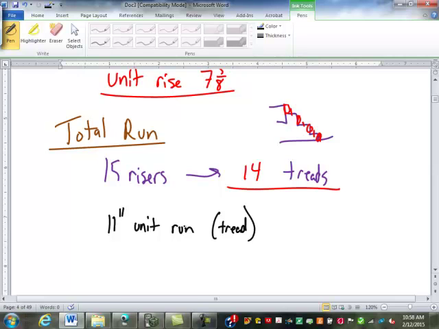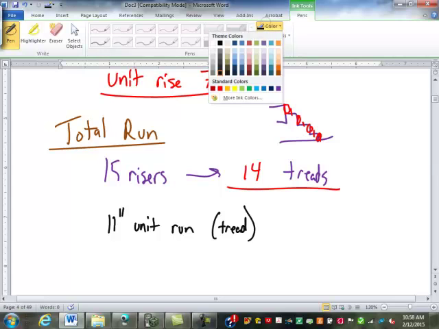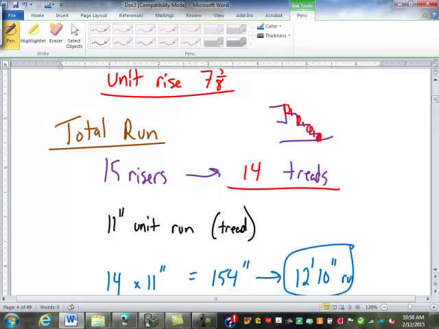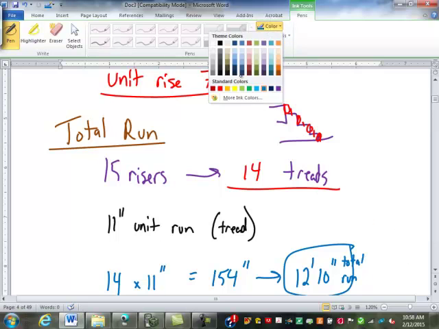So anyway, I'm going to use an 11-inch tread, which means my total run is going to be 14 runs times 11 inches each, or 154 inches. Otherwise known as 12 feet 10 inches of total run. What do you think there?